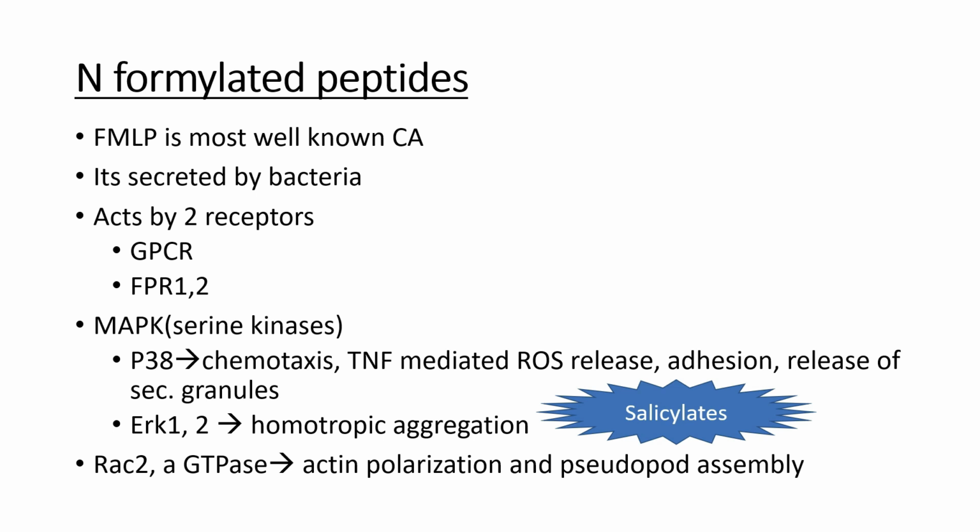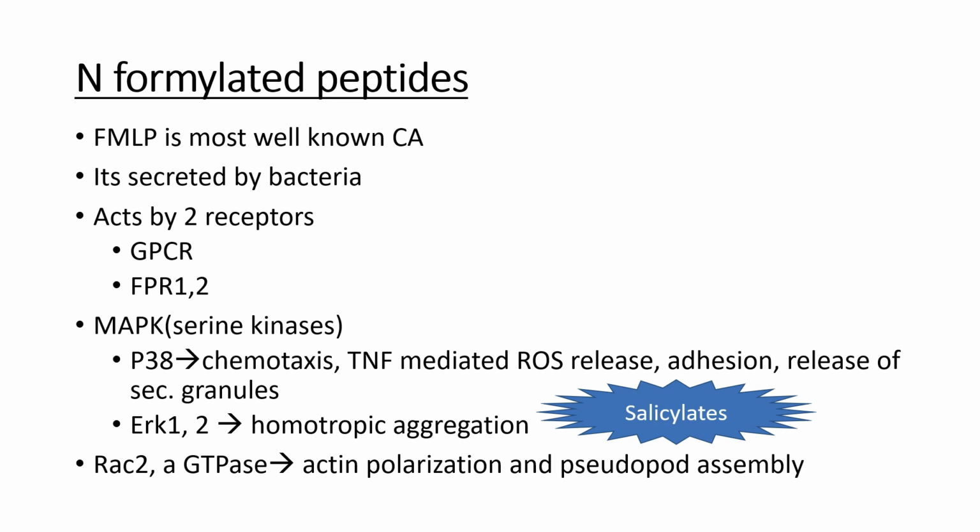FMLP activates two pathways. The first one is the pathway which we have discussed prior, that is the MAP kinase pathway. The MAP kinase pathway signals through the P38 protein, promotes chemotaxis, TNF-mediated ROS release, adhesion and release of specific granules. It also acts through ERK1/2, which causes homotypic aggregation. Salicylates like aspirin act at this point and prevent the aggregation of neutrophils.